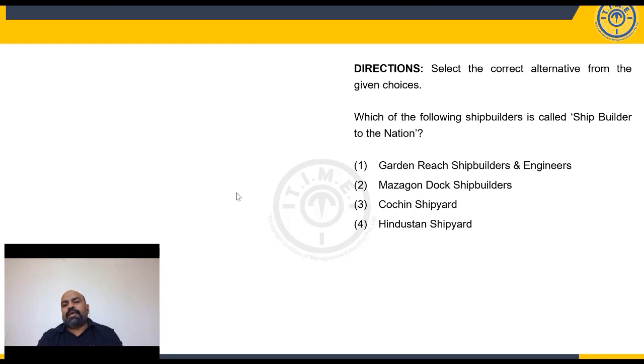Next, Vishakhapatnam Port. Next, Paradeep, P-A-R-A-D-I-P. Paradeep is in Odisha. Next, Haldia, H-A-L-D-I-A, or Kolkata.